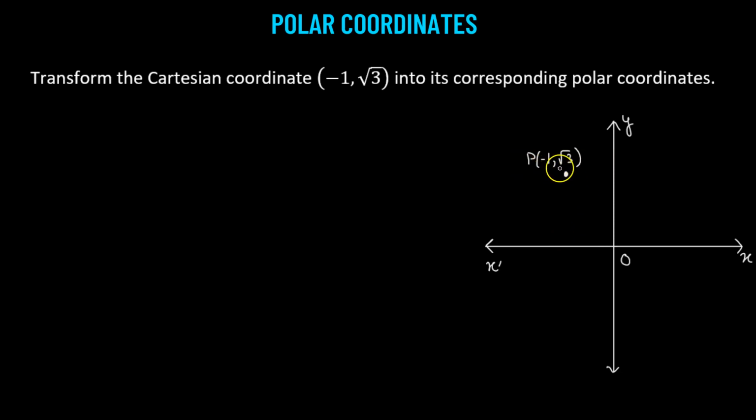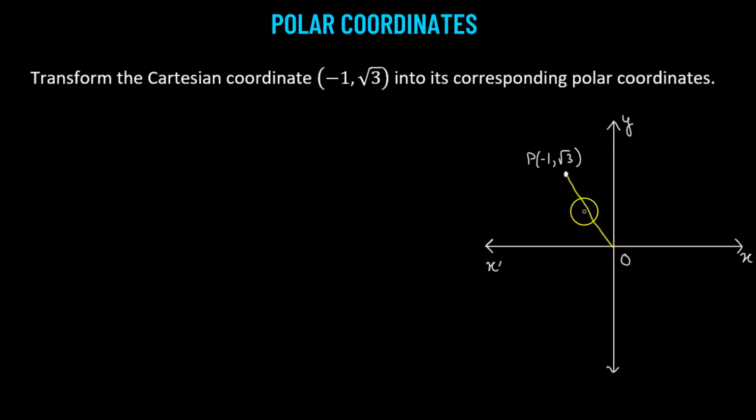It's (-1, √3), meaning the x coordinate is -1, so we're lying on the negative x axis, and √3 being a positive value, so we are on the positive side of the y axis. Now our goal is to convert this to its corresponding polar coordinate. For that, we'll join the point P with the center or the origin O.